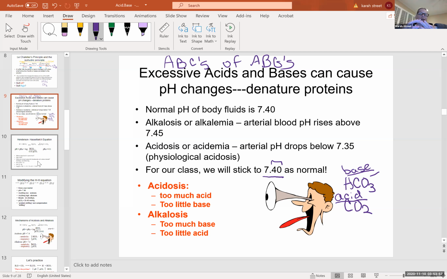Now, what is acidosis? Acidosis is when a person's pH is below the normal range of 7.35. The normal range is 7.35 to 7.45, and alkalosis would be when someone's pH is higher than 7.45.